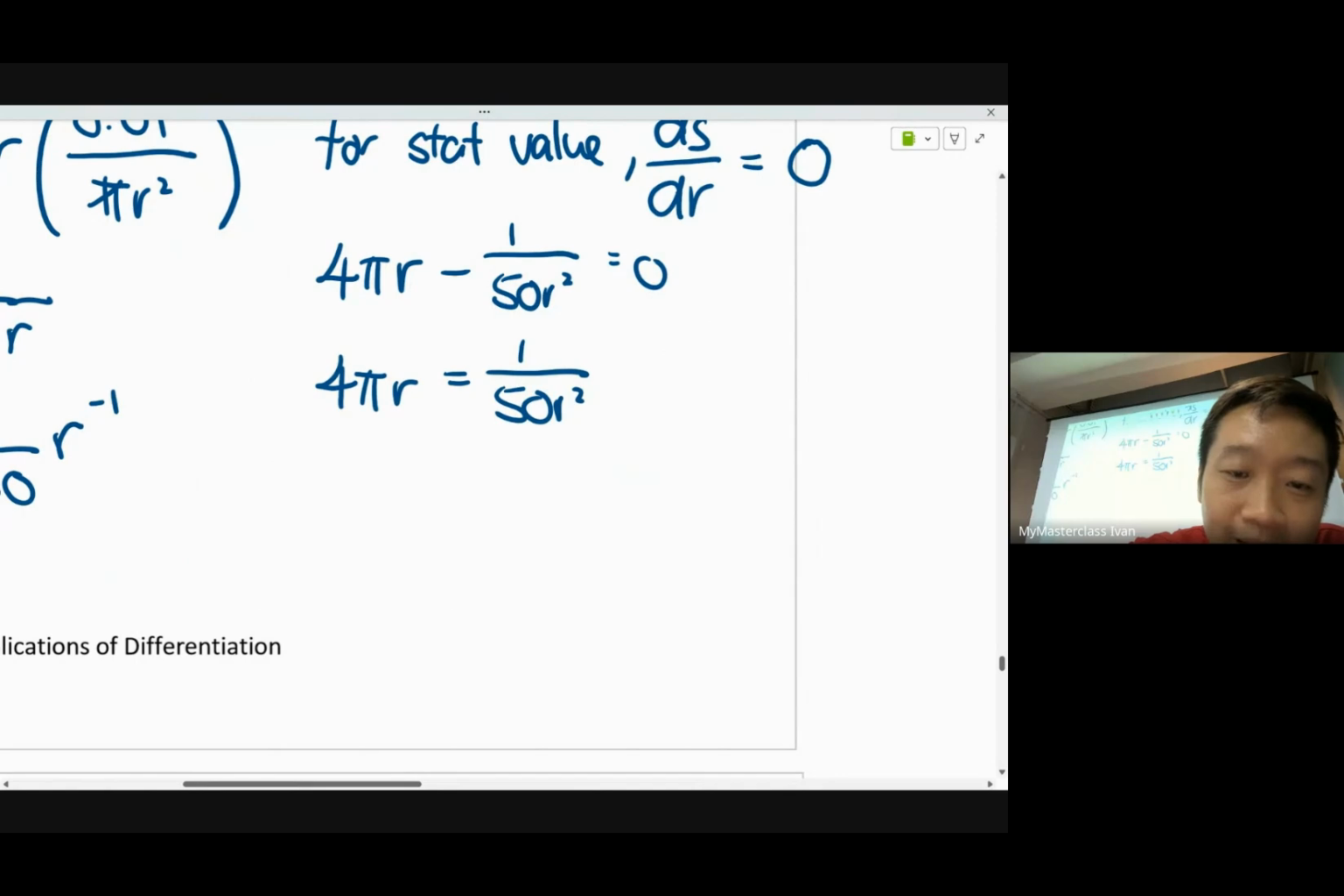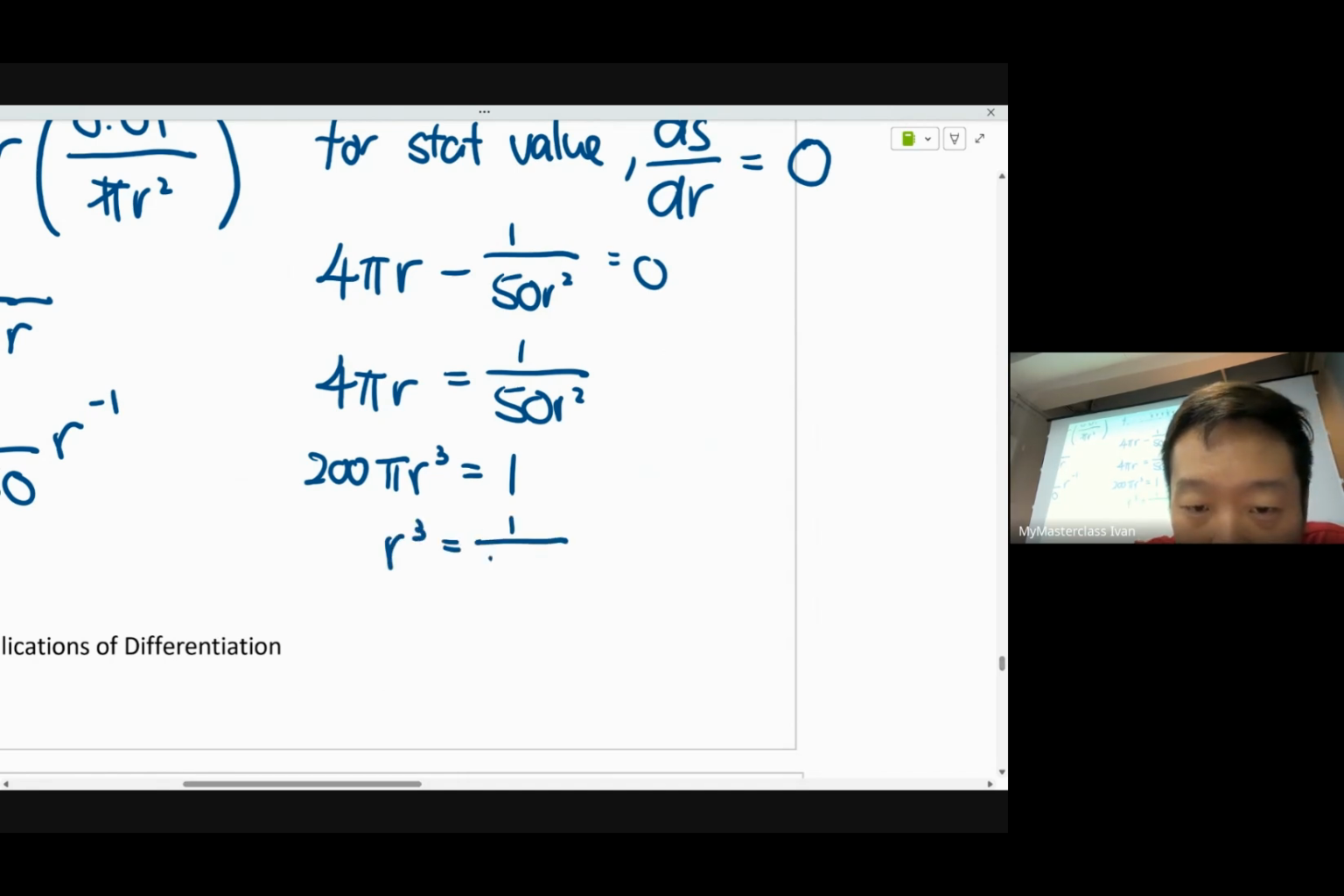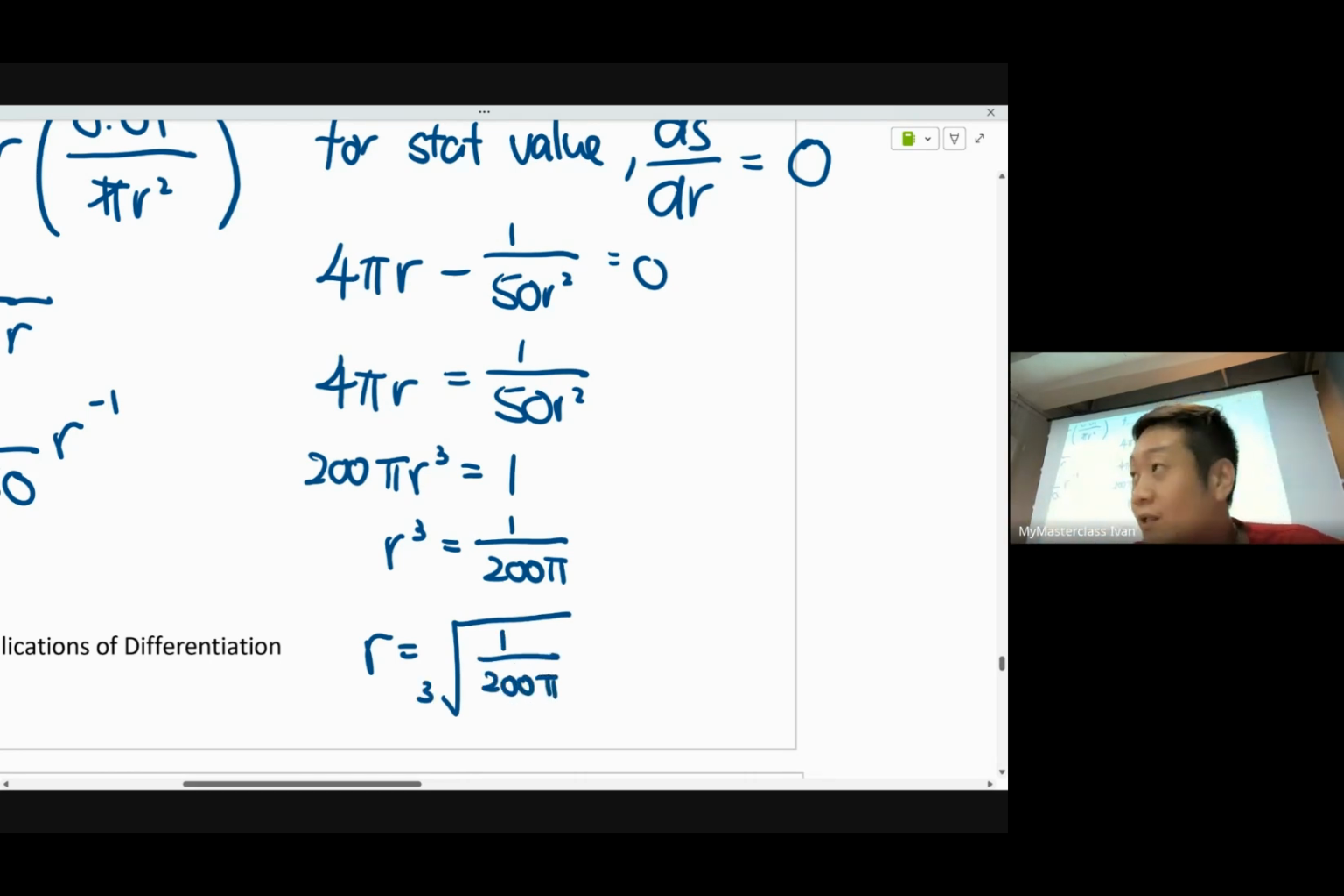Okay, cross multiply: 200 pi R cube equals to 1. R cube equals to 1 over 200 pi. You see, on your own, cross multiply, make it linear first. Make R the subject, divide down. Or for R cube, you can go up, 4 pi can come down immediately, that's fine. So what is R equals to? You are expected to leave it in exact form, 1 over 200 pi with a cube root on the outside. Leave it in the exact form.